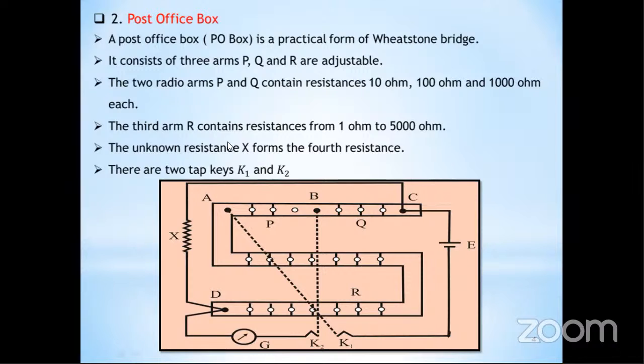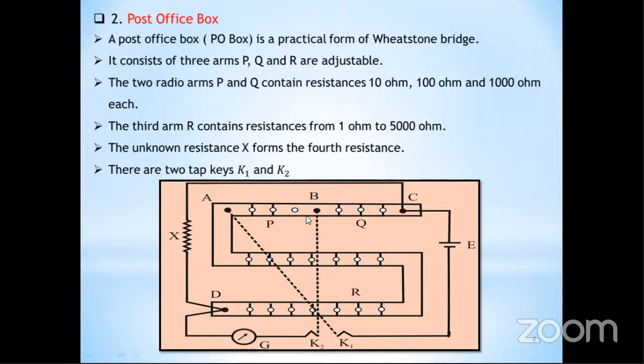Then the third arm, here this A to B is called P, then this B to C is called Q, and then this R is from this point to this point, this is called R. And in the two arms, that is P and Q, you can take 10 ohm, 100 ohm and 1000 ohm, these keys are given on that post office box.